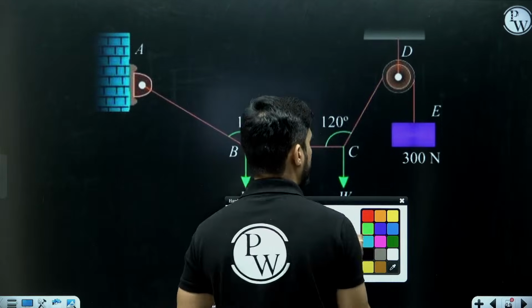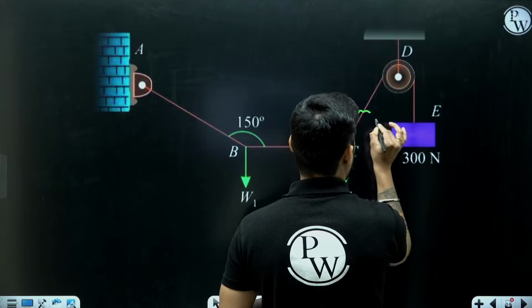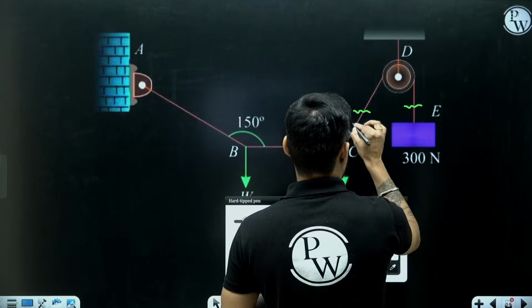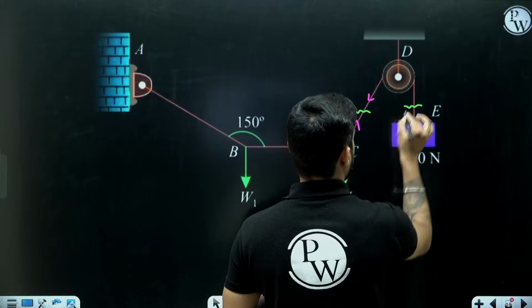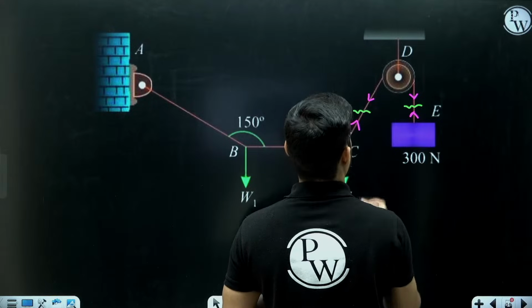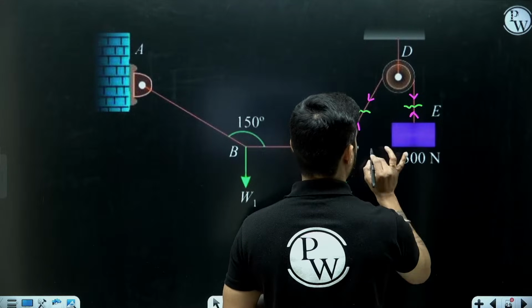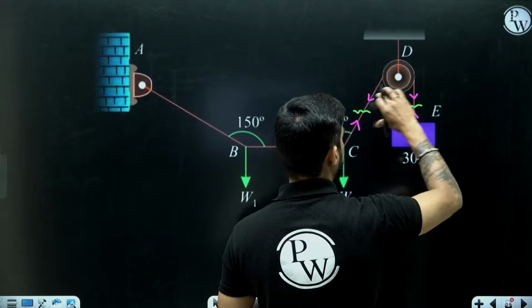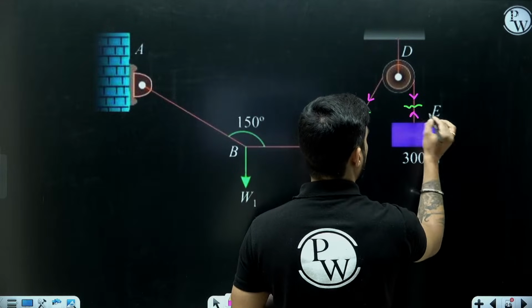How to draw the free body diagram? Cut it from here, cut it from here, okay? So this tension will be there, this tension will be there, this tension will be there, this tension will be there, okay? Let me call it TCD. So this tension in TCD will all be equal to 300, right?